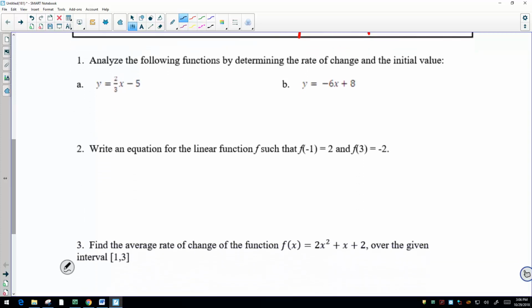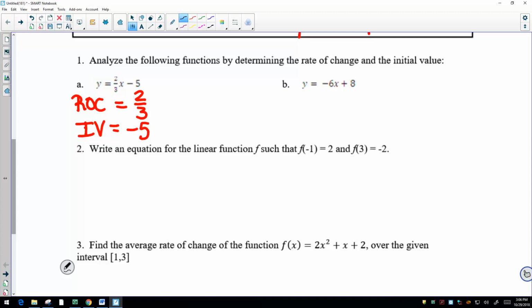Here are two just basic equations of lines below. So we're going to analyze the function by determining the rate of change and the initial value. So your rate of change, that's your slope. If we looked at this function, we could say your rate of change is 2/3. Your initial value, where your function starts, your y-intercept. If I made x 0, your initial value would be -5. So there's a whole bunch of different ways we could look at that.